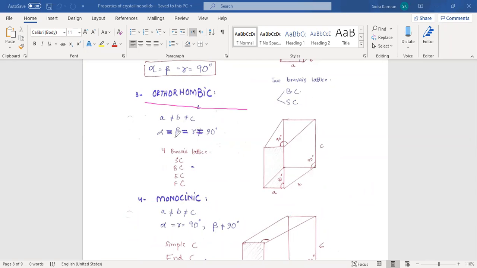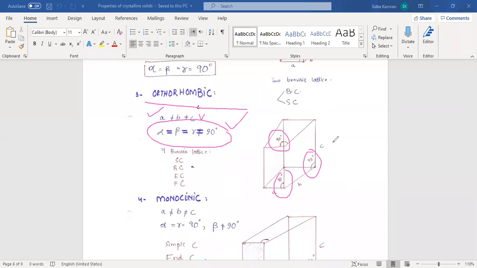Angle alpha, beta, gamma, all three of them are equal to 90 degrees. In orthorhombic, the three angles are equal to 90 degrees. Here you can see 90 degree, 90 degree, 90 degree. But the difference is in the edge lengths. Edge length A is not equal to B, B is not equal to C in orthorhombic. But all the angles are 90 degrees.